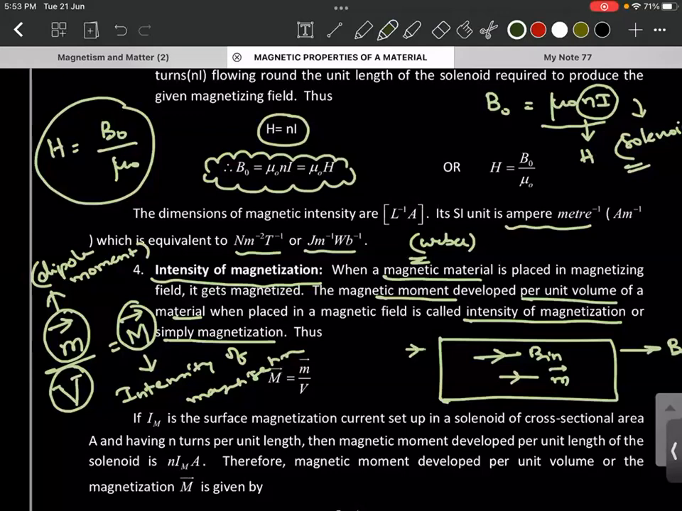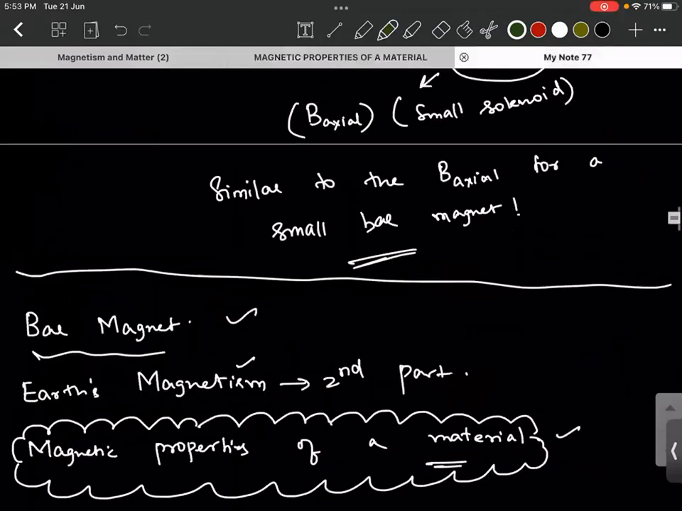Are you able to understand? Sir, which letter represents magnetic dipole strength? That varies from place to place. In this context, we are representing dipole moment with small m. I understand where the confusion is coming from.